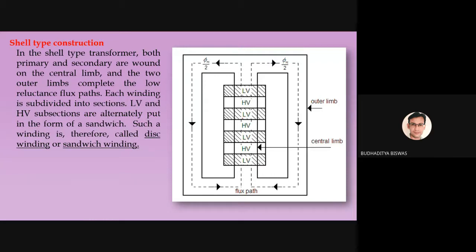Now, the principle of operation is the same, because once we energize one of the windings, suppose the low voltage winding, the flux is generated, and this flux is linked with the high voltage winding also. So in the high voltage winding, some voltage will be induced like this. So the principle of operation is the same for both the shell type and core type transformer.